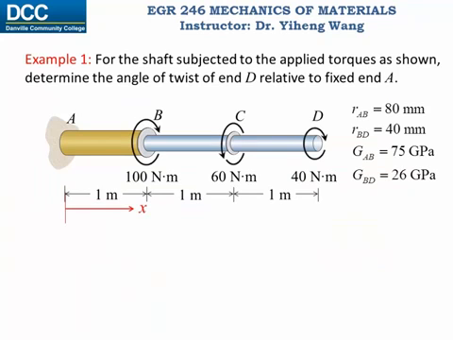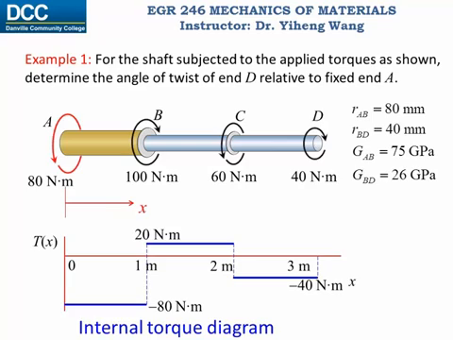Let's look at this example. For this composite shaft subject to multiple applied torques as shown, we need to determine the angle of twist of end D relative to the fixed end A. If we want to determine the angle of twist, we need to determine the internal torque as a function of position. And if you recall, we have done this in a similar example problem in the earlier video.